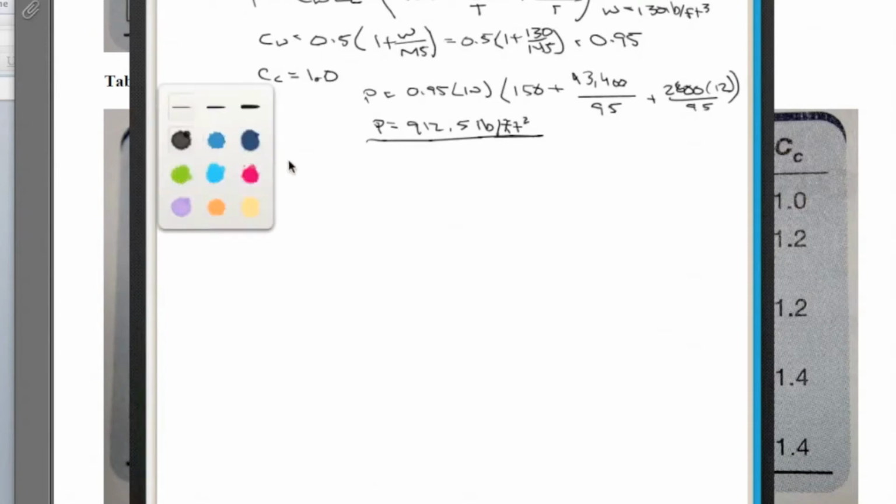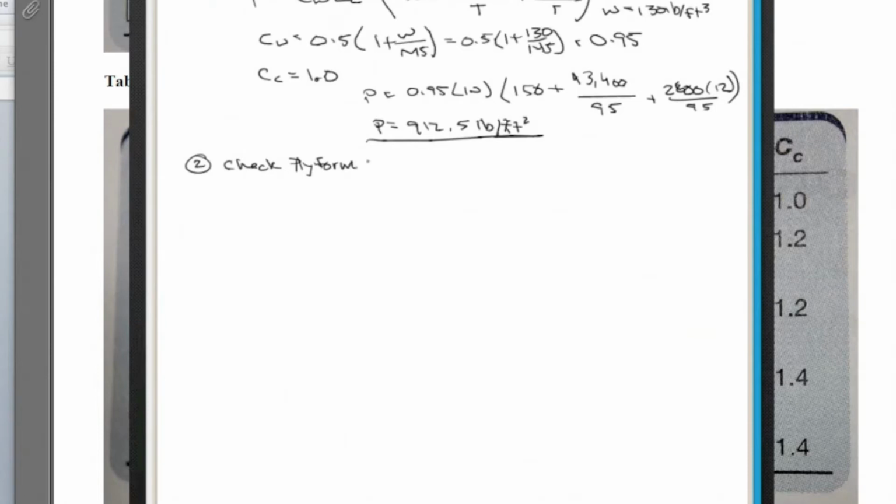And then when we're looking at our next steps here, we're going to find step 2, which is going to be our plyform design. So we're going to check our plyform design, make sure it's adequate, and also we're going to be finding stud spacing at the same time. Okay. For this problem, we're going to assume 3 or more spans. And that'll come into account here in a minute.